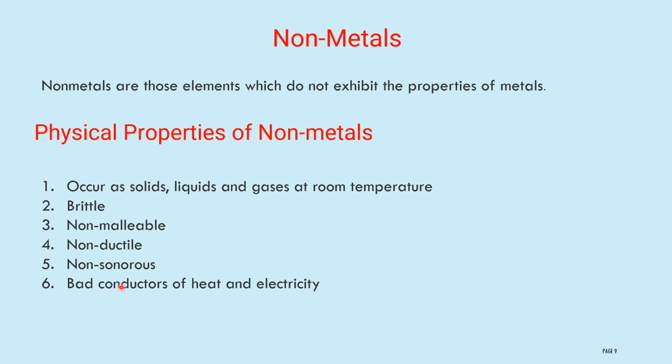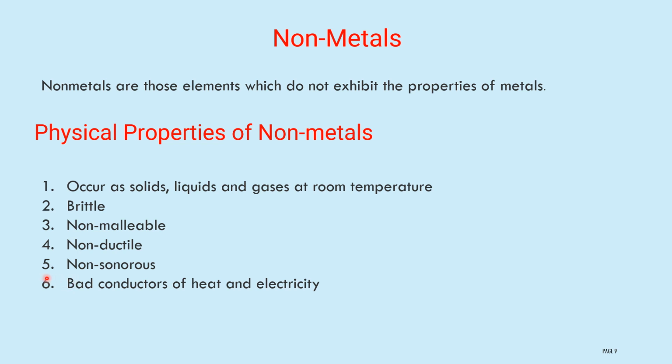Next one, non-metals. Non-metals are those elements which do not exhibit the properties of metals. Physical properties of non-metals. First one, they occur in solid, liquid and gaseous state at room temperature. They are brittle. Third one, non-malleable. And fourth one, non-ductile. If you beat non-metals, they will not convert into a thin sheet or wire. Therefore, they are non-malleable and non-ductile.